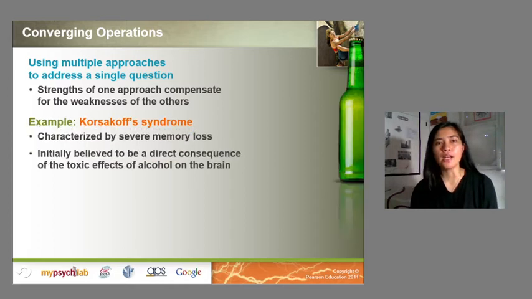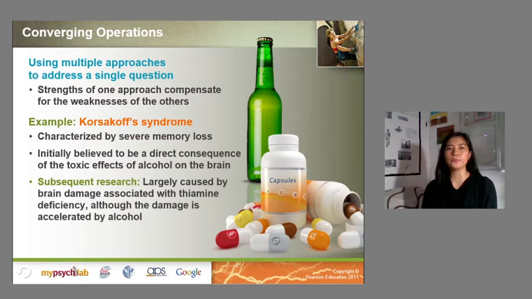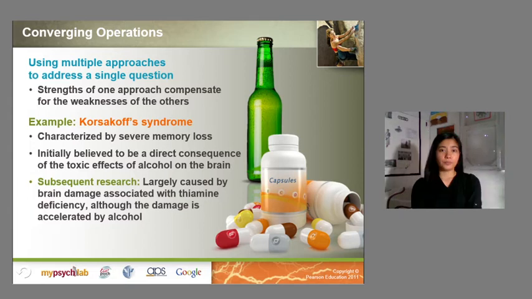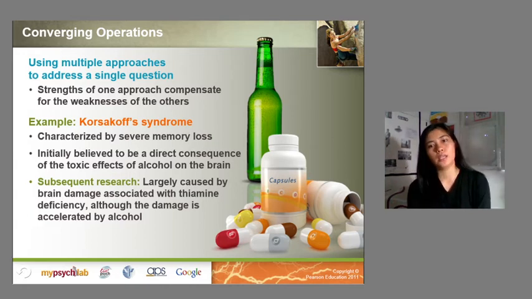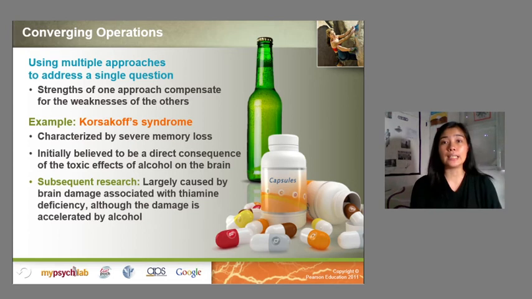So for example, we have the Korsakoff syndrome. The Korsakoff syndrome is characterized by severe memory loss, and it was initially believed to be a direct consequence of the toxic effects of alcohol on the brain. However, with other research, it's largely caused by brain damage associated rather with thiamine deficiency, although the damage is accelerated by alcohol. So each of the approaches to biopsychological research is not without its weaknesses. These issues are rarely resolved with a single experiment.